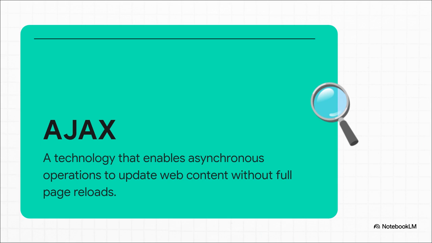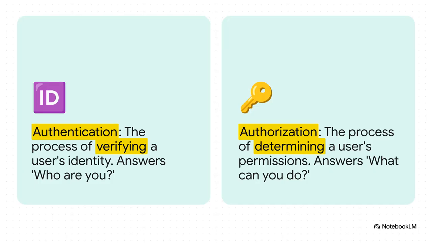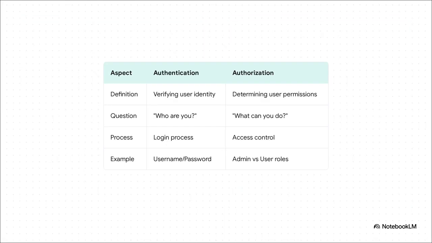So every time you like a post and the counter just updates, or search results appear as you type, yep, that's AJAX right there. And finally, and you could argue this is the most important part, we have to talk about security. This really boils down to two key ideas that sound alike but are totally different: authentication and authorization. Simply put, one asks, "Who are you?" and the other asks, "Okay, now what are you allowed to do?" Let's use this table to really nail it down.